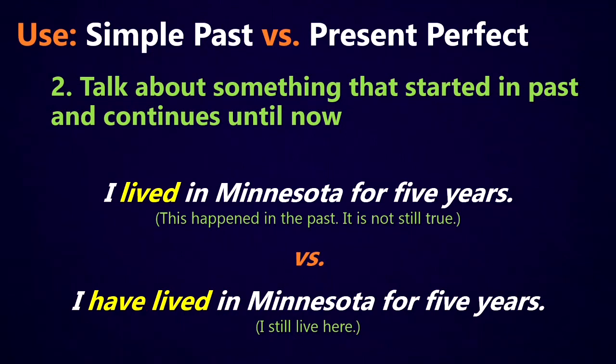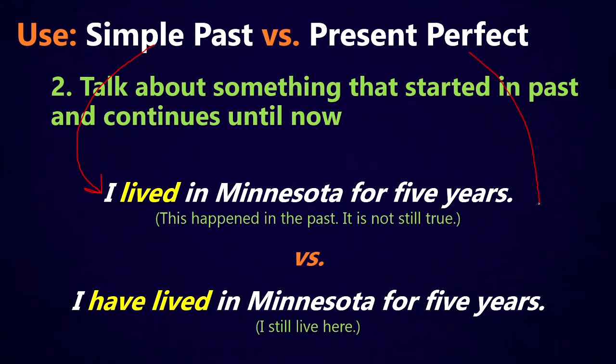Now, there can be a big difference in the meaning if I use the simple past versus the present perfect. So if I say I lived in Minnesota for 5 years, this is the simple past, then that means that this happened in the past and it is not still true. So I lived in Minnesota for 5 years. That means I don't live in Minnesota anymore. It was only true in the past.